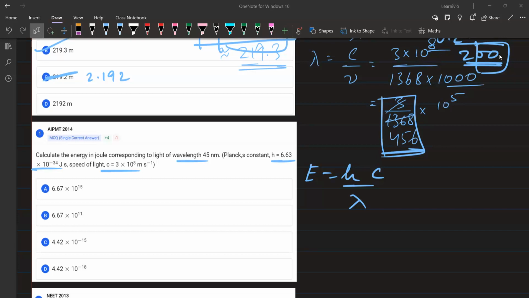This would be easy because if you just have the powers of 10 right, अगर आपने powers of 10 को सही सही कर लिया, then you will get the answer.